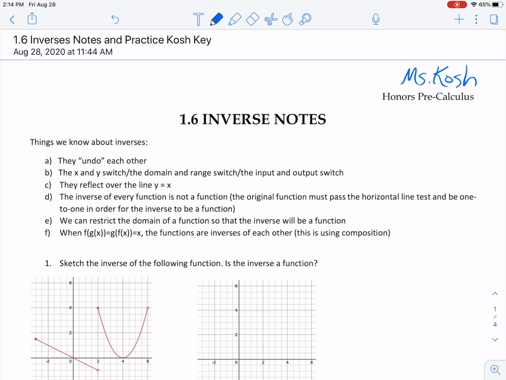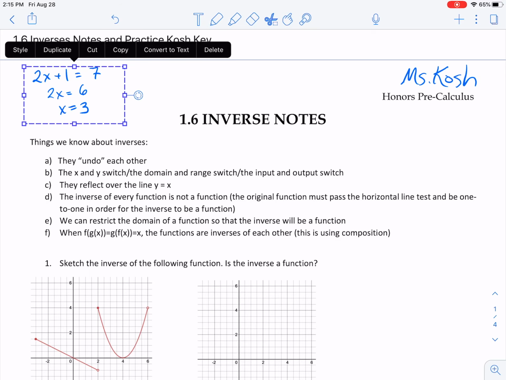We kind of have been using them in solving equations for longer than we ever knew. So say I have something like 2x plus 1 equals 7. We would undo these things to solve for x. The opposite operation from addition is subtraction, so 2x equals, subtract away the 1, we get 6. And then we would undo that multiplication with division and say that x is equal to 3. So that's what we mean when we talk about how they undo each other.